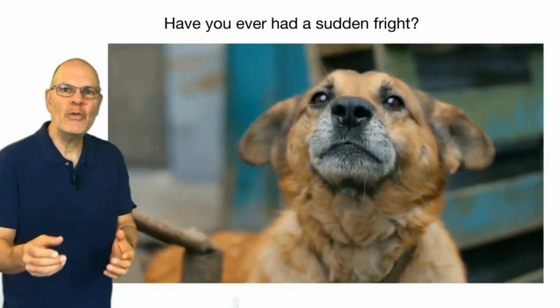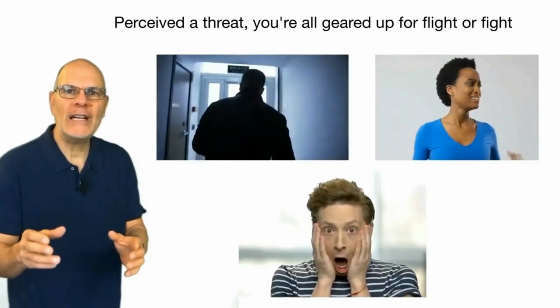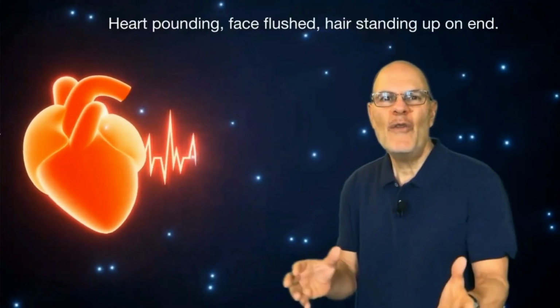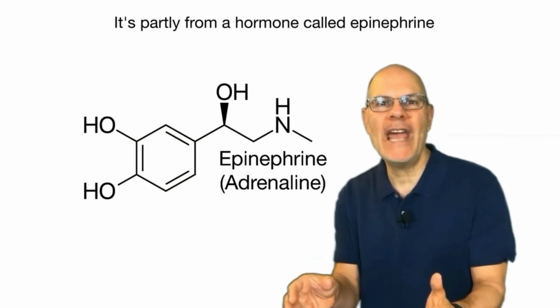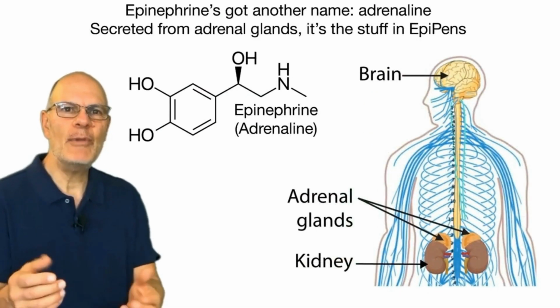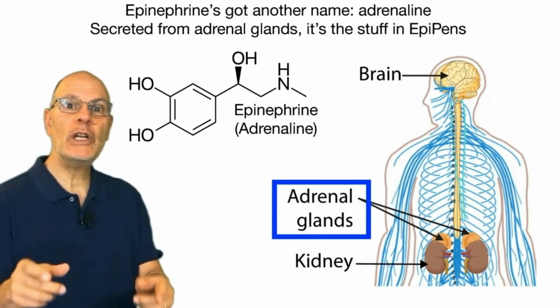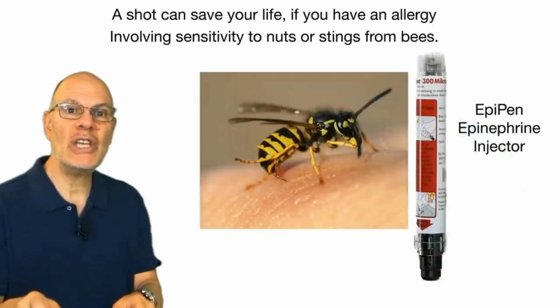Have you ever had a sudden fright? Perceived a threat, you're all geared up for fight or flight. Heart pounding, face flushed, hair standing up on end. It's partly from a hormone called epinephrine. Epinephrine's got another name, adrenaline. Secreted from adrenal glands, it's stuff in EpiPens, a shot can save your life.